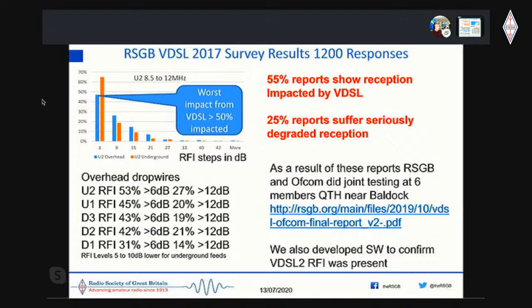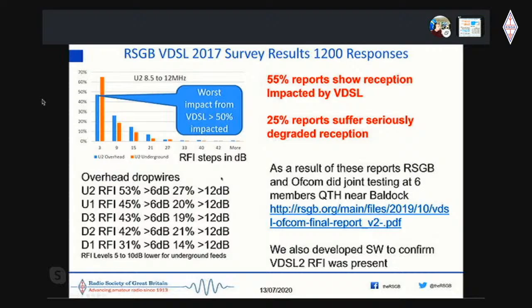So we did some comparisons and some checks. We did over a year's worth of work with Ofcom, and that was at six members' QTHs, and Ofcom produced their results and we produced our results of that work. And the conclusions we came to, unsurprisingly, were not the same. So what we needed was some way of finding out how bad the situation was without doing individual readings. And also we wanted some software that would actually allow us to confirm that VDSL was present.